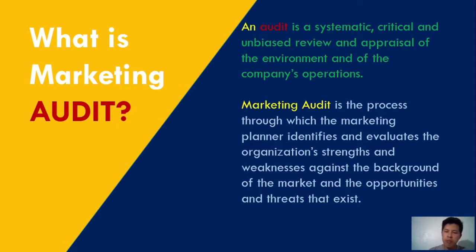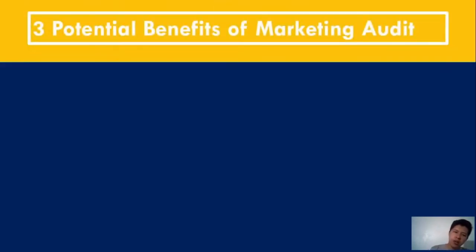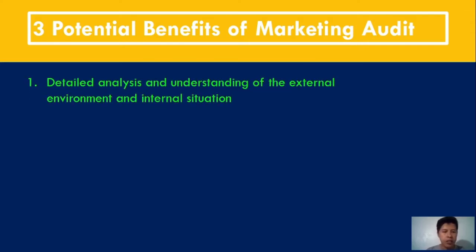How do we know that we have the capacity to engage in some kind of activity in the hope of achieving particular goals? And so we have to audit first. Now, these are 3 potential benefits of marketing audit. If you do something, there is a potential benefit out of it, because of course you will not be wasting time, money, and effort on something that will produce nothing. And so we have 3 potential benefits of marketing audit.